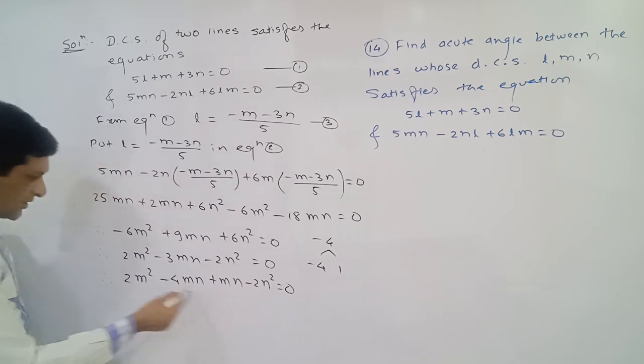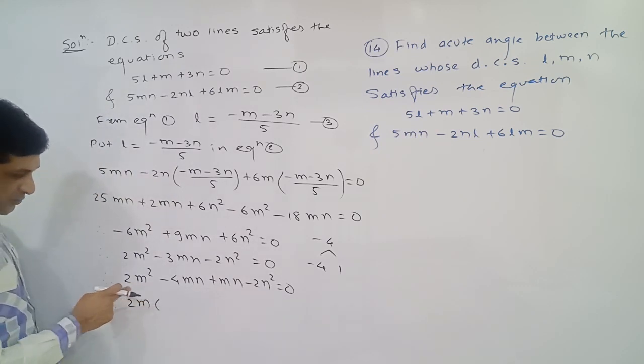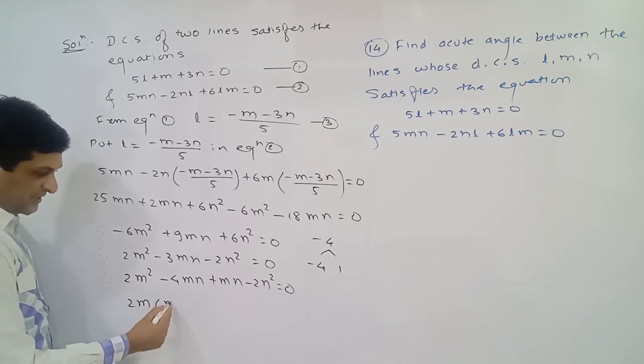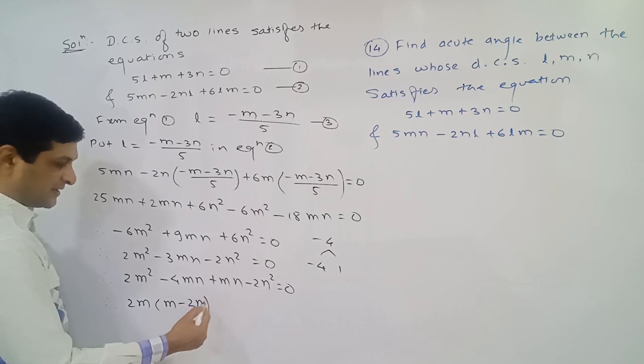Okay. Now from the first two terms we are able to take 2m common. If I am taking 2m common from the first term, here the remaining term is m. If we are taking 2m common, here the remaining term is minus 2n.